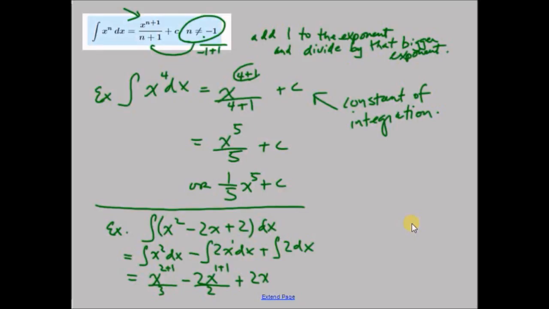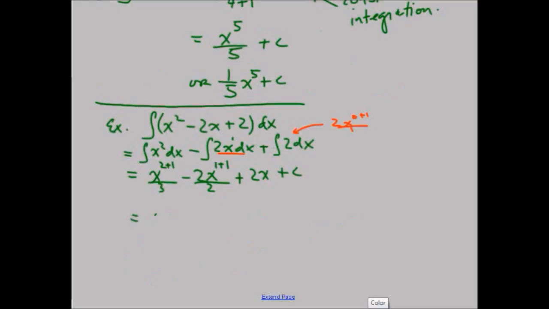Okay, now this same rule or same train of thought works here with this constant number. This would be x to the power of 0 if it had an x with it. We're increasing that by 1 and we're dividing by that bigger exponent. So you can see actually this works. The same rule works. And of course we need our constant of integration out here. And simplifying: 1/3 x cubed, subtract x squared, plus 2x, plus c.